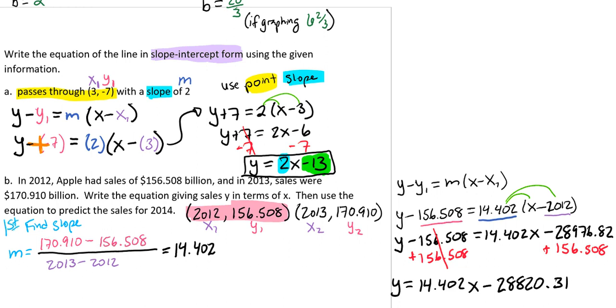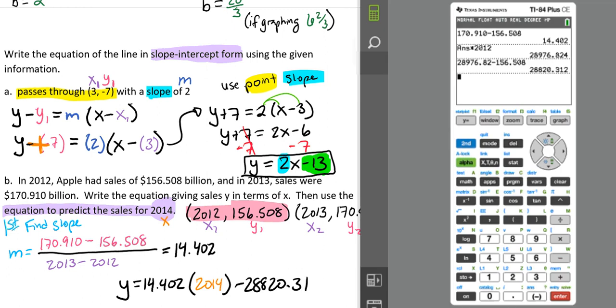So the last thing it wants us to do is to predict the sales for 2014. Now remember, 2014 is an x value. So what we're going to do is take this equation right here and plug 2014 into this x spot. And we're definitely going to use our calculator to help us out here. So 14.402 times, we're going to put in our 2014, minus 28,820.31. And we're going to plug that into our calculator.